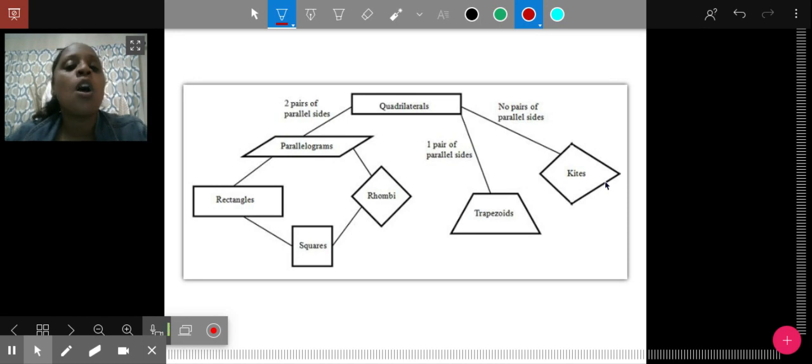So hopefully you find this lesson helpful in understanding the properties of a quadrilateral. I have an assignment following this, the Google Slides activity. Make sure you complete it. And of course, if you have any questions, please feel free to send me an email or message me to get your questions answered.